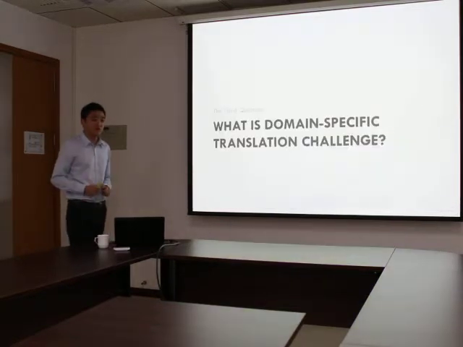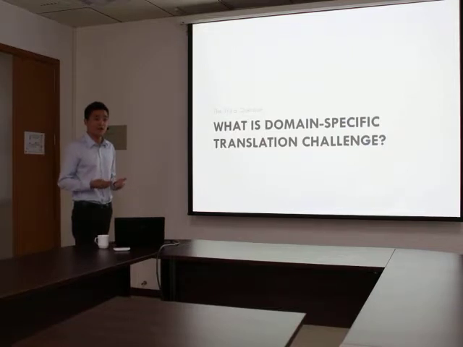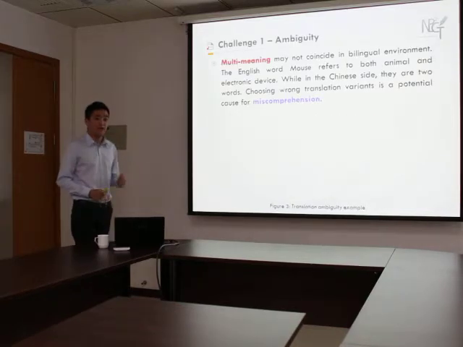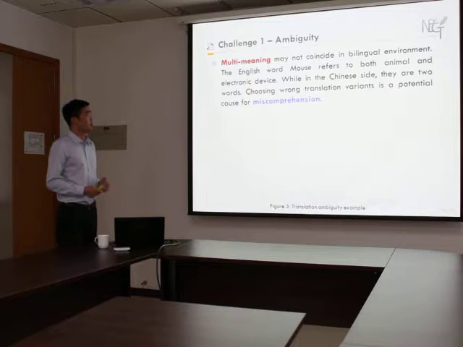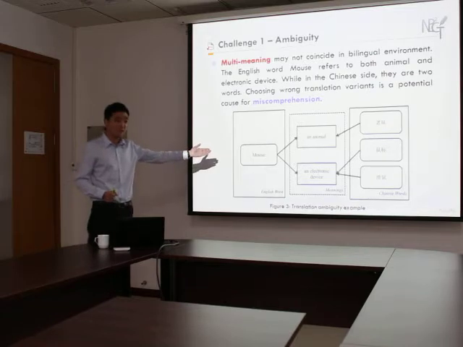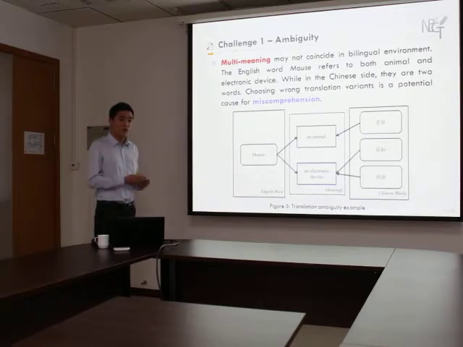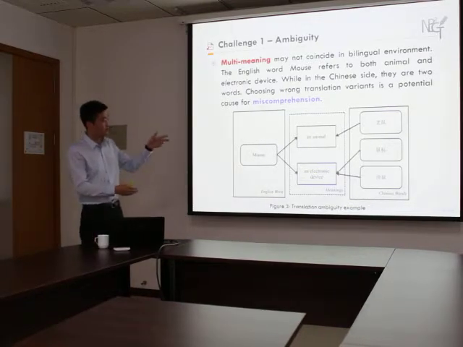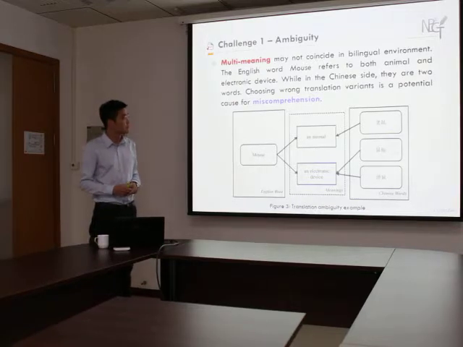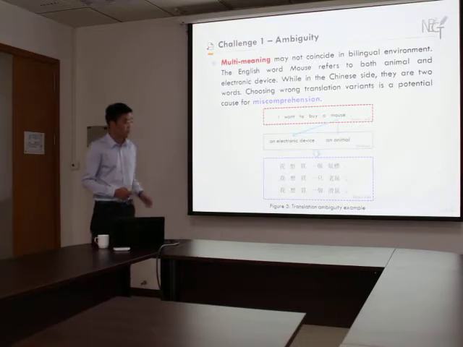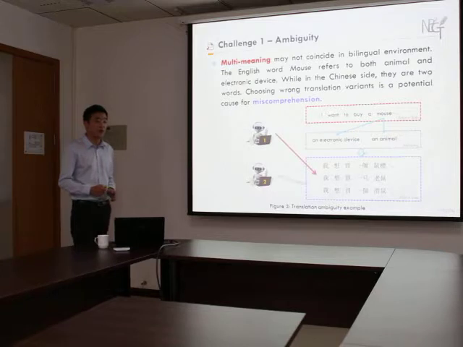So my third question is, to achieve this perfect translation, what are the challenges? The first challenge, I call it ambiguity, because multiple meanings may not coincide in a bilingual environment. For example, the English word mouth can refer to meanings, an animal or an electronic device. However, on its Chinese side, it can refer to 3 different Chinese words. During translation, it may generate several translation candidates, but different systems may prefer different ones because they are built based on different knowledge.